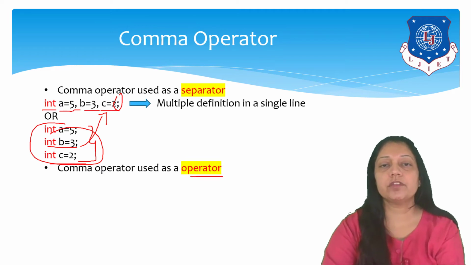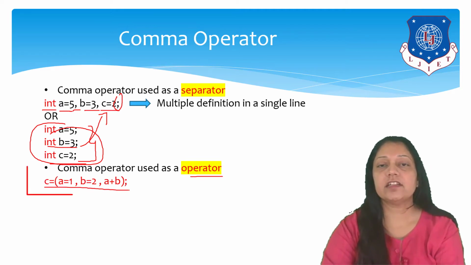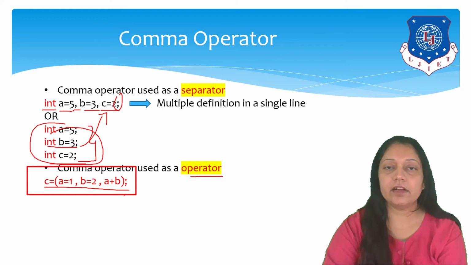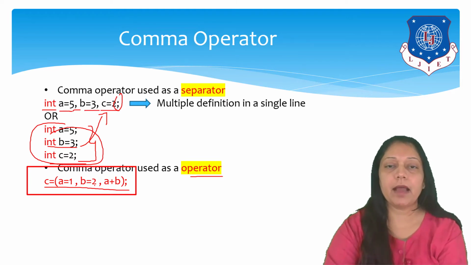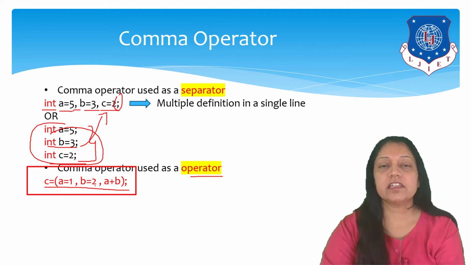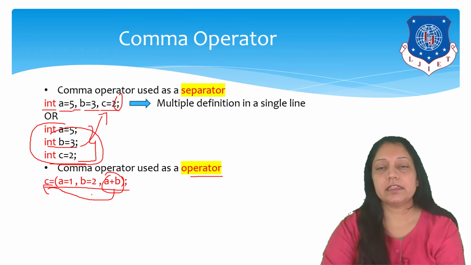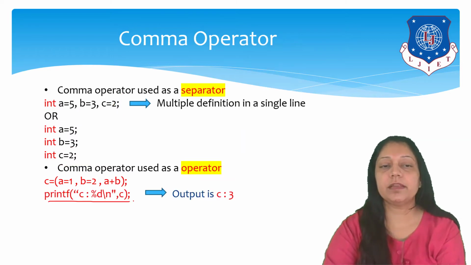Next, a comma operator can be used as an operator. Operator means to perform some particular operation. I have mentioned a statement this way: c equal to, in brackets, a equal to 1 comma b equal to 2 comma a plus b. The first and second expressions will be executed by the compiler and then afterwards they will be neglected, while whatever value we get in the third expression, that value will be stored in the variable c. So whenever we display the value of c, the output we'll get is 3.